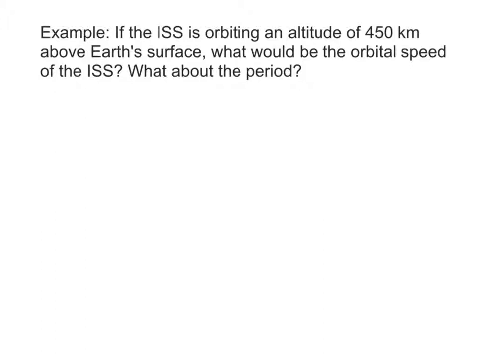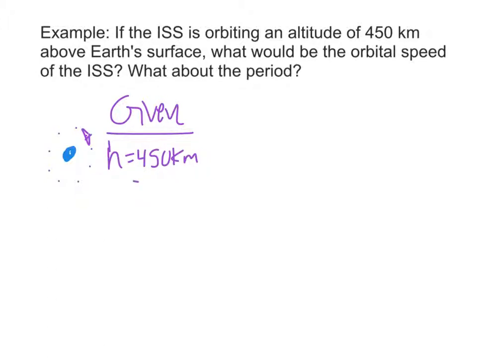It tells us if the ISS, or the International Space Station, is orbiting at an altitude of 450 kilometers above the Earth's surface, what would be the orbital speed of the ISS, and what about the period? So here we've got Earth, and we've got the International Space Station orbiting around the Earth. Given, it tells us that it's 450 kilometers above Earth's surface, so that's the height. Height is equal to 450 kilometers, which is 450,000 meters.